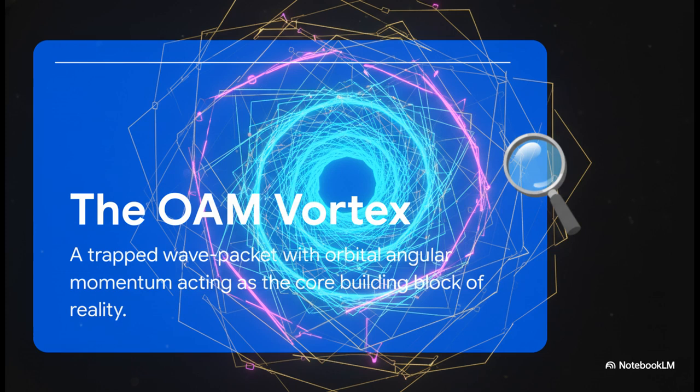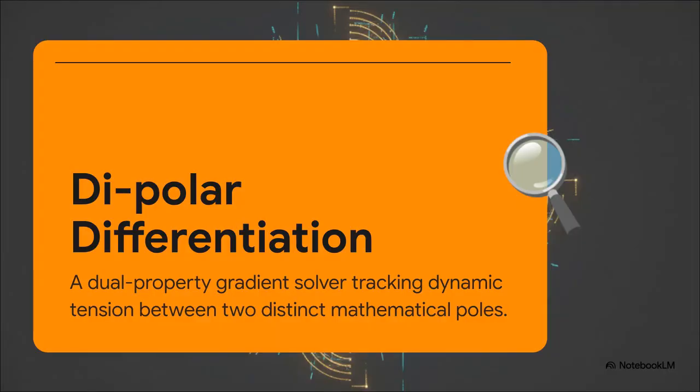To really wrap our heads around this, we have to look at its core primitive, the OAM vortex, or orbital angular momentum vortex. In this simulation model, matter is essentially just a localized wave acting as physical hardware. It's a trapped wave packet. Imagine a fluid dynamic vortex where energy is just tightly spiraling into itself. Mathematically, it's defined by a complex state function where amplitude and phase wrap around a central axis. So instead of a hard solid sphere, a particle is actually a swirling loop of orbital momentum perfectly localized in space.